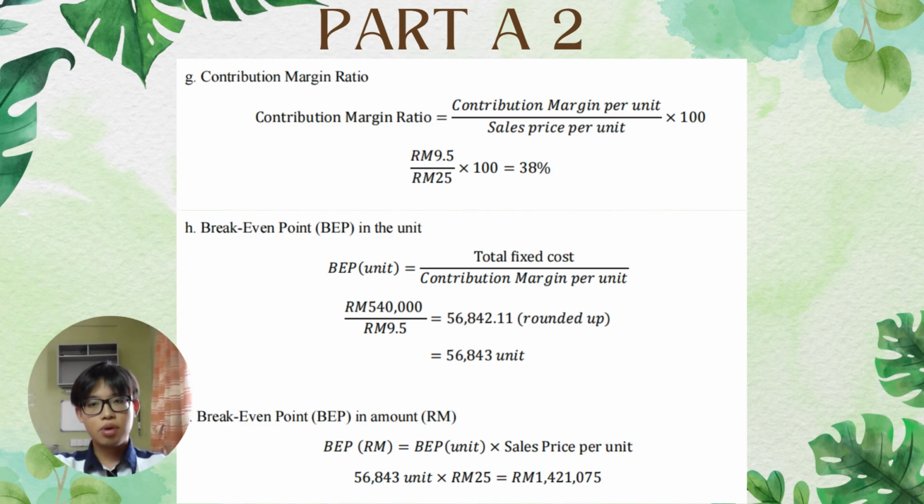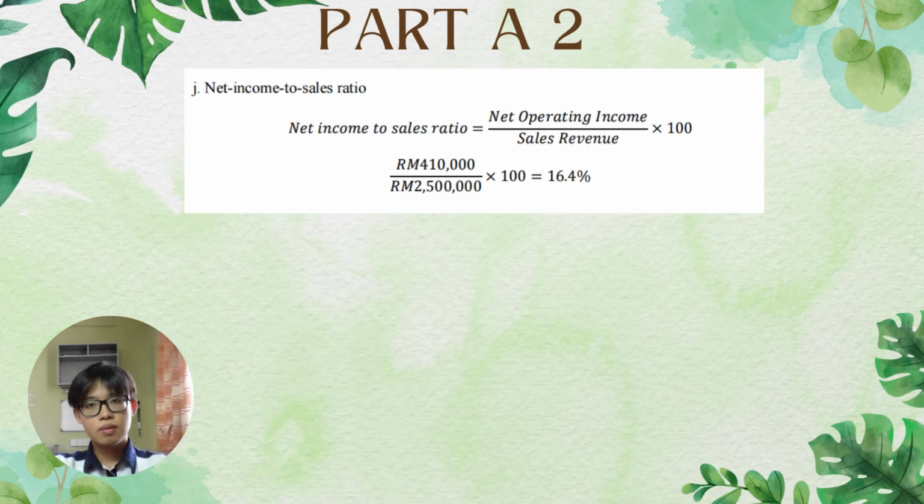To find the break-even point in amount, we just need to take the break-even point in units and multiply by the sales price per unit, which gives 1,421,075 ringgit. To count the net income to sales ratio, we just need to take net operating income divided by the sales revenue and multiply by 100.